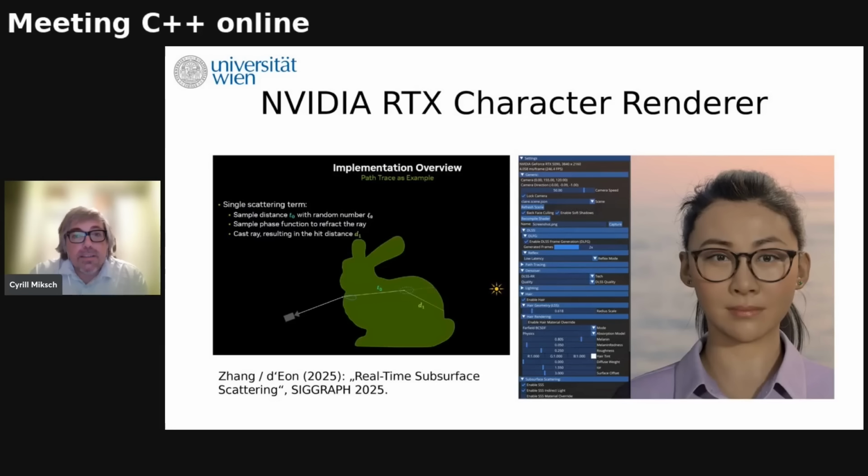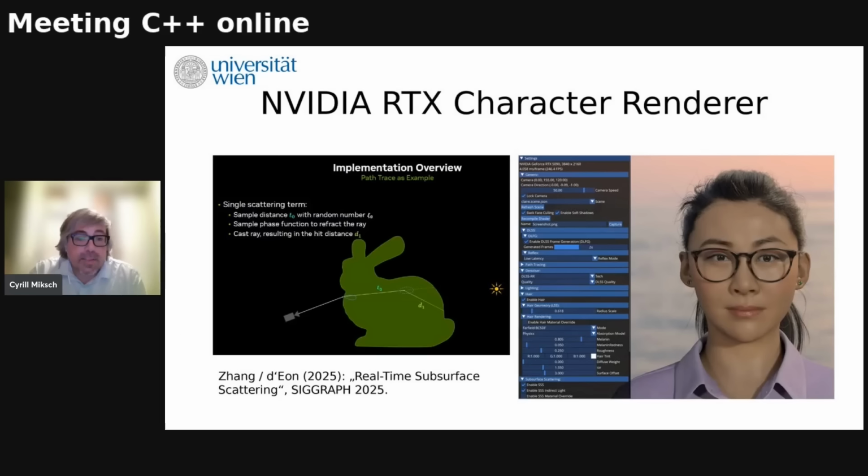Let's look into the NVIDIA RTX character renderer, which I've already talked about. It implements the solution by Zhang, which basically combines two different approaches to subsurface scattering. It combines a diffusion profile and a ray trace part. And this ray trace part also has two different parts. One is a so-called boundary term, which basically is evaluating the light as if it would travel unscattered through the volume. And the other part is the scattering term.